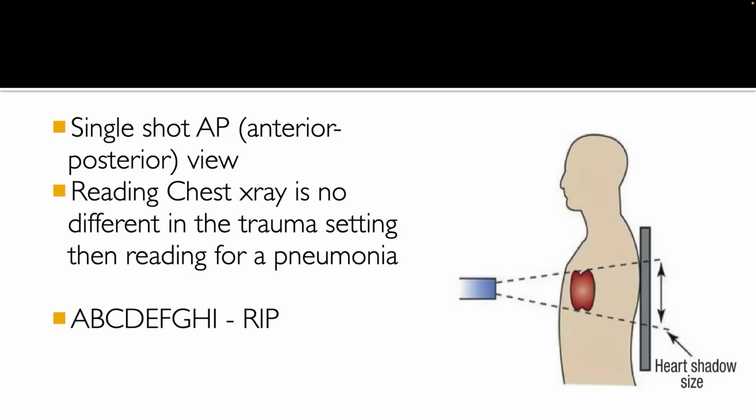Pertaining to the chest X-ray, the majority of the time, this is going to be a single-shot anterior-posterior view, meaning that the beam is coming from the front and the plate is actually behind. So the heart shadow could be a little bit bigger in size compared to a PA. Breathing chest X-ray, different perspectives in regards to the trauma setting versus pneumonia. My mantra, how I teach this, is the ABCs, and then we talk about the RIP.